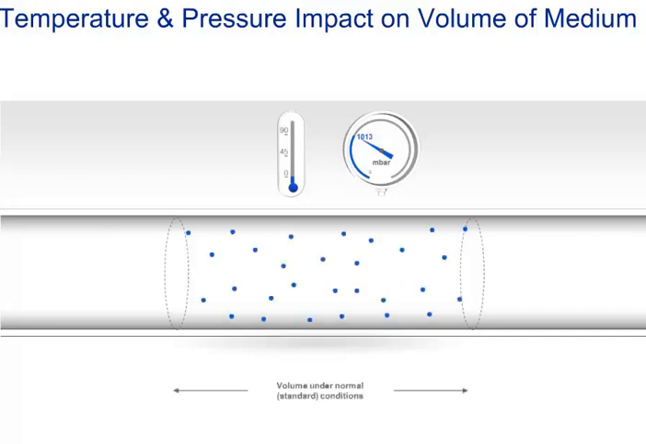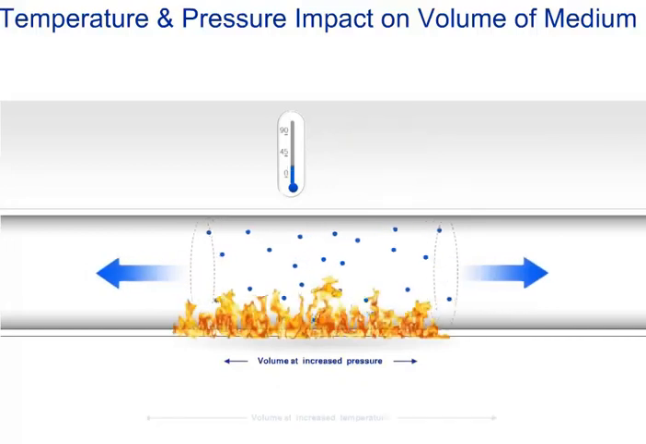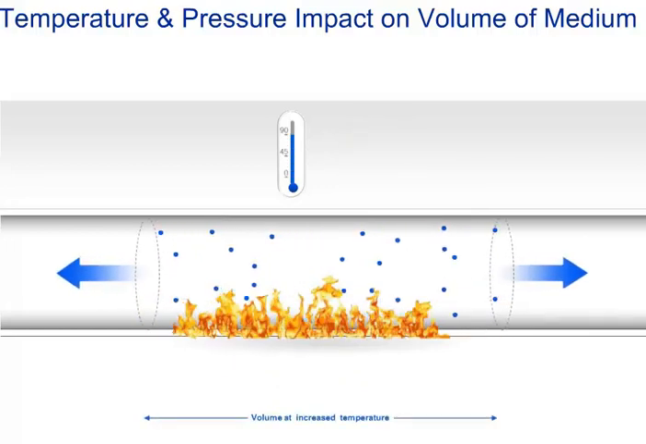Every volume contains a number of molecules which require a certain space. Temperature and pressure do not influence the mass, but do influence the volume because the number of molecules does not change. In liquid measurement, the impact of pressure is typically ignored because ideal liquids are not compressible, whereas gases are. Temperature has an impact on both liquids and gases. The volume typically increases with increasing temperature.